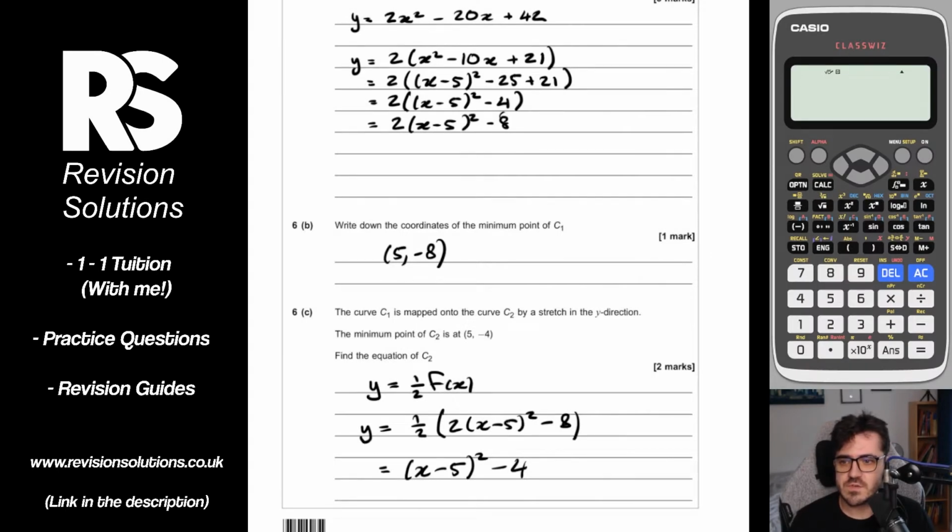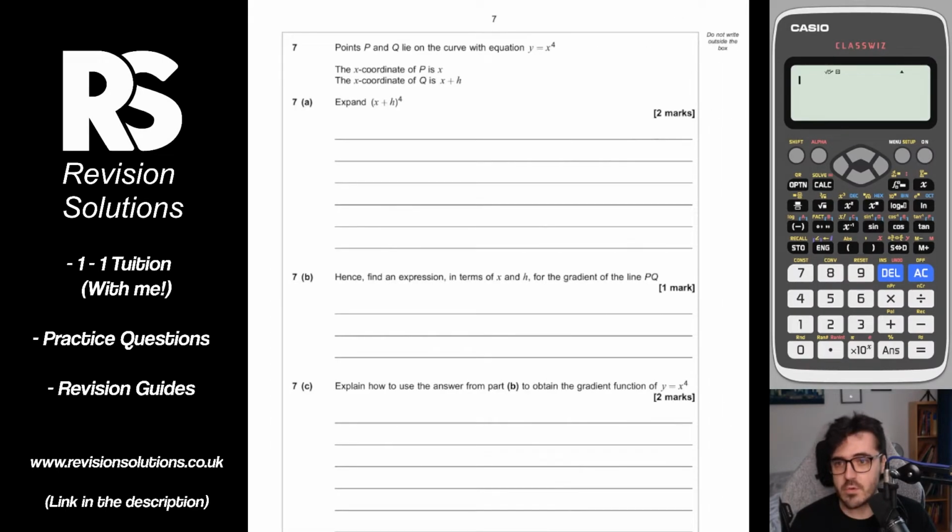Moving on now to question 7. It says the points P and Q lie on the curve with equation y equals x to the 4. The x-coordinate of P is x, and the x-coordinate of Q is x plus h. So this instantly looks like it's going to lead into a differentiation from first principles question from the use of that term h. But part A just says, can we expand (x plus h) to the power of 4?